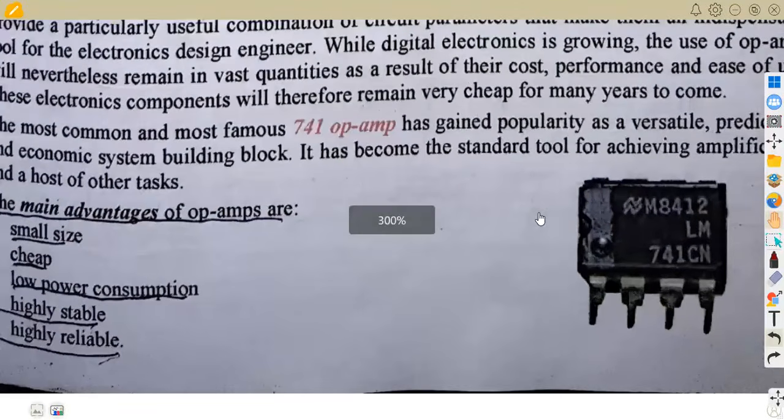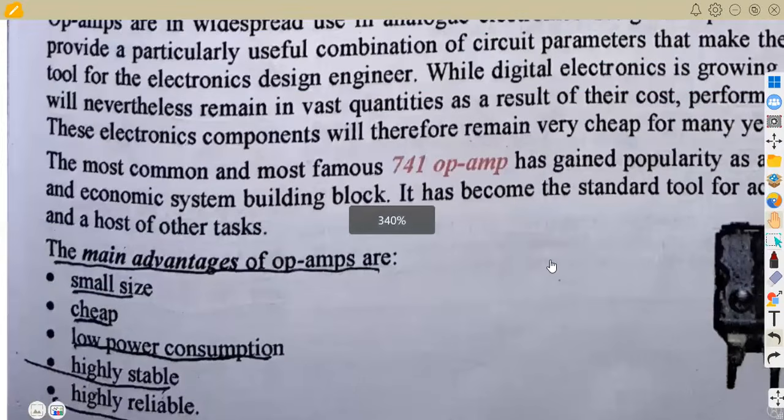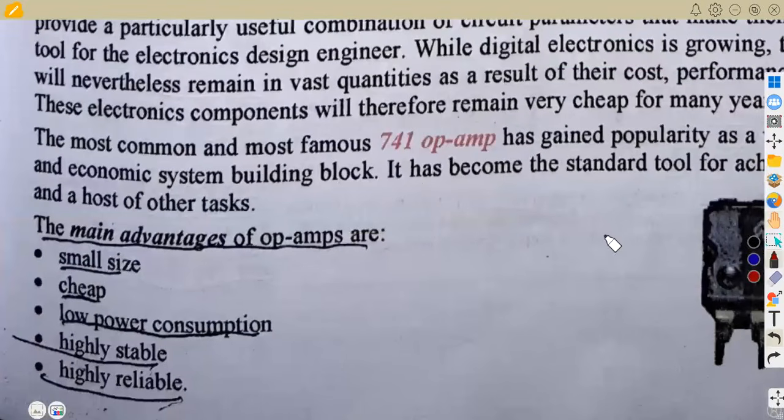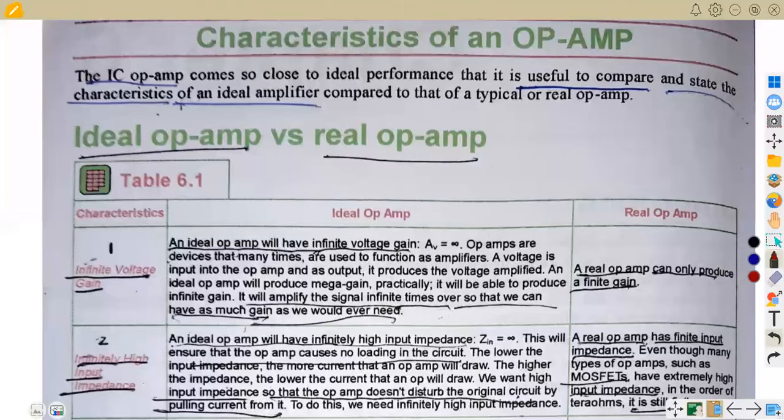Yes, there are so many things that you need to consider, but you need to know your main advantages of op-amps. They might ask you this part of the advantages, that is, they are small in size, they are cheap, they also offer low power consumption, highly stable, and also they are highly reliable. These are some of the things that you're supposed to consider on the advantages.